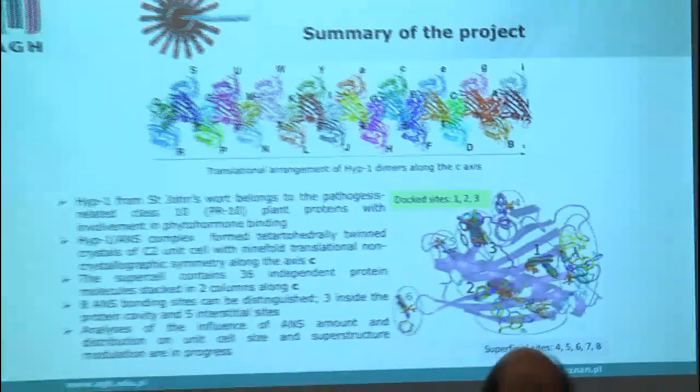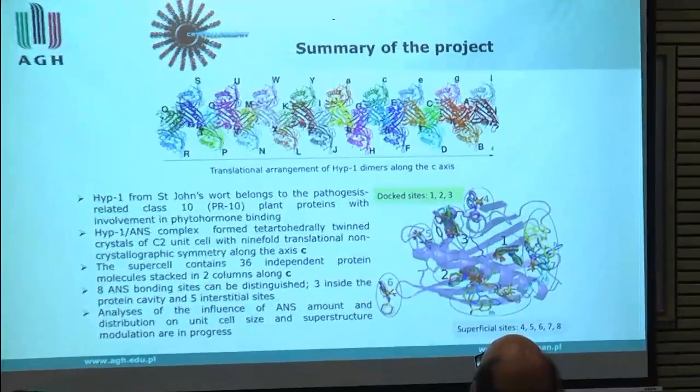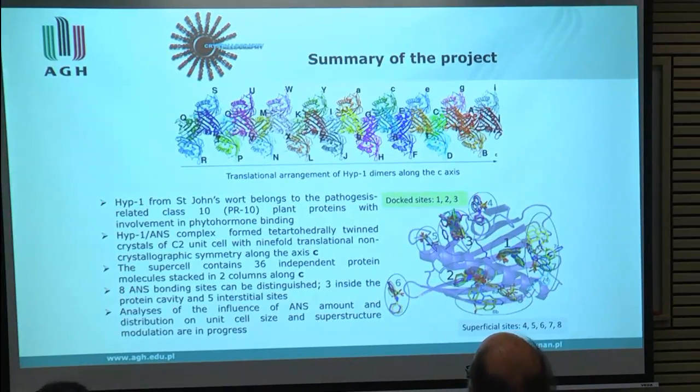Good afternoon. My name is Joanna Śmietańska, and today I'm going to tell you something about the ANS complex of Hyp-1, a Synchrotrons-word PR10 protein with non-crystallographic symmetry and tetrahedral twinning. Currently, the main object of my research is macromolecular modulated crystal structures, such as Hyp-1. It's a pathogenesis-related class 10, PR10, plant protein obtained from the medicinal herb Synchrotrons word.